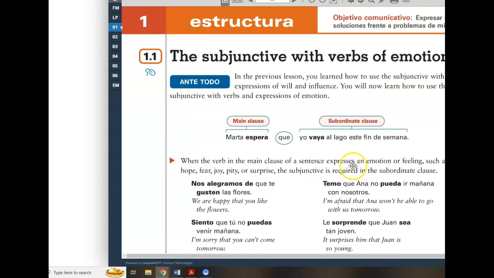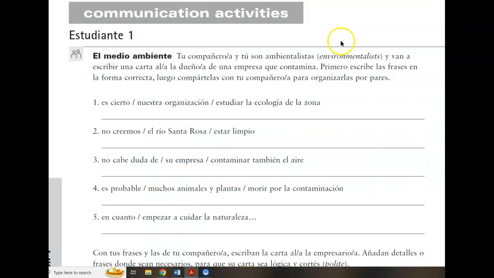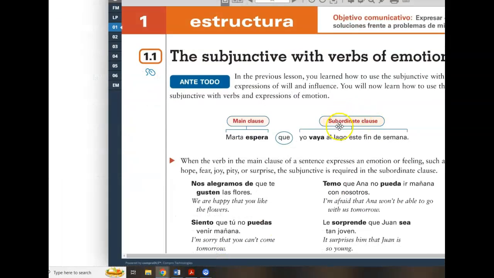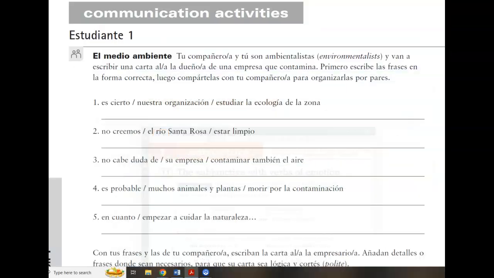And then after these, you're going to put que. So we're introducing the main clause and then putting que in between the main clause and the subordinate clause. So es cierto que nuestra organización would be the subordinate clause, the beginning of the subordinate clause. It would be the subject of the subordinate clause, and then the verb that comes thereafter, this is the verb that we would want to have in the subjunctive. Our subject is our organization.